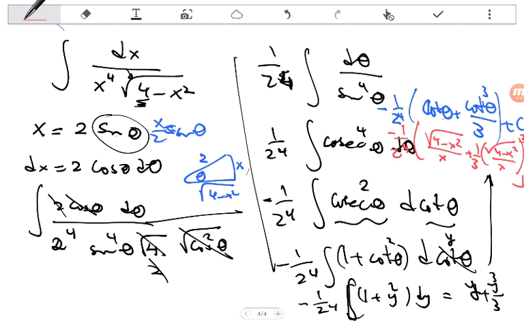Okay? So we have learned how to deal with expressions with a root, and inside it we have some trigonometric, some quadratic form. Okay?